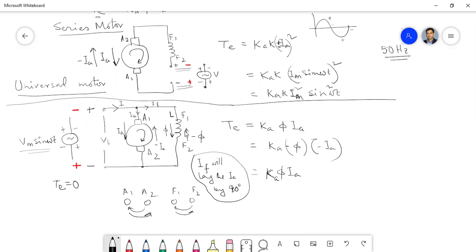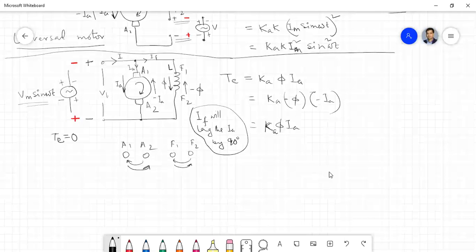Is that point clear? So therefore, the shunt motor doesn't rotate on sinusoidal voltage, though it has no effect on supply polarity reversal. Okay. Is the point clear?